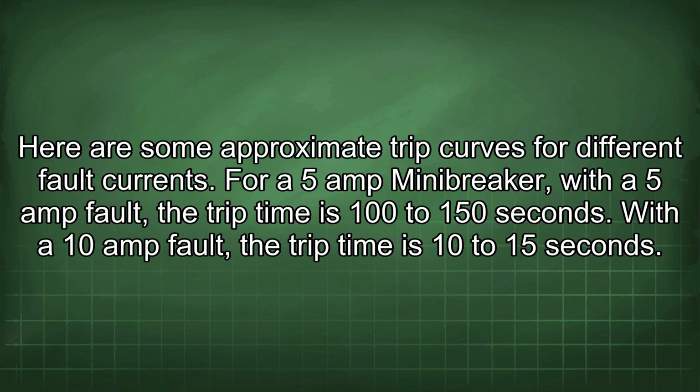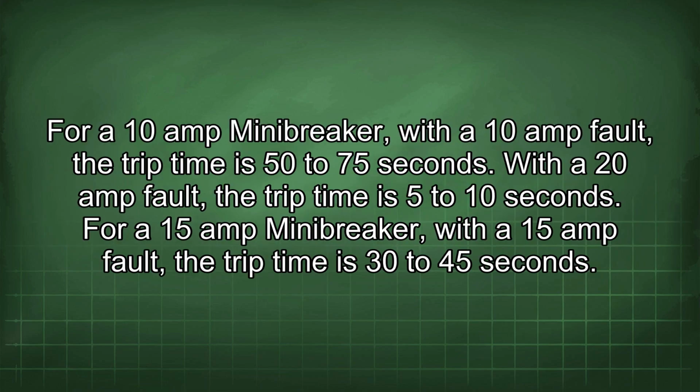For a 5 amp Minibreaker with a 5 amp fault, the trip time is 100 to 150 seconds. With a 10 amp fault, the trip time is 10 to 15 seconds. For a 10 amp Minibreaker with a 10 amp fault, the trip time is 50 to 75 seconds. With a 20 amp fault, the trip time is 5 to 10 seconds.